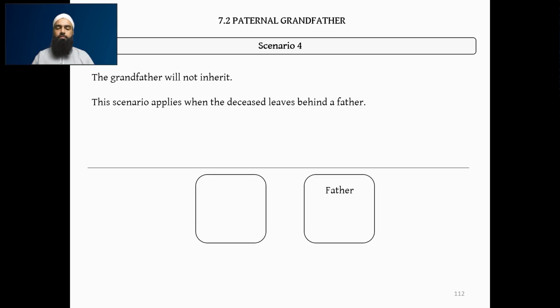So let's say father, grandfather. It's very simple. Father gets the asaba. He gets the entire pot. Grandfather gets nothing. So we make the scenario out of 1 because there's only 1 person. We give the father the 1, meaning the entire estate, and the grandfather gets nothing. So the total is 1.